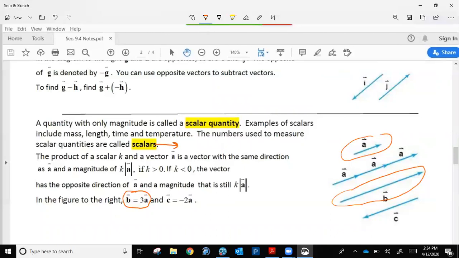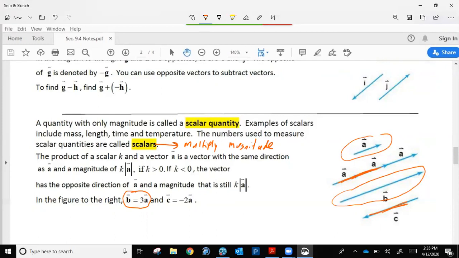Again, a scalar is a multiply of the magnitude, multiply the size of a vector. This vector C down here is definitely bigger than vector A. If you look at it closely, it's 2 of these A's.